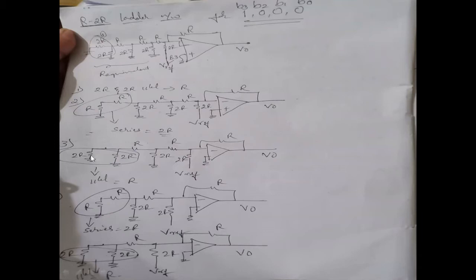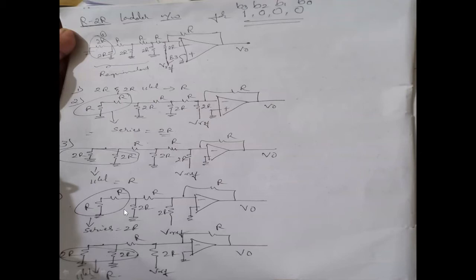These two we have already simplified, and the answer for these two is 2R. So this 2R and this 2R are in parallel. Now 2R and 2R in parallel, you obtain R. Again, this is in series with this R, which you obtained from these two. So R plus R is 2R again.